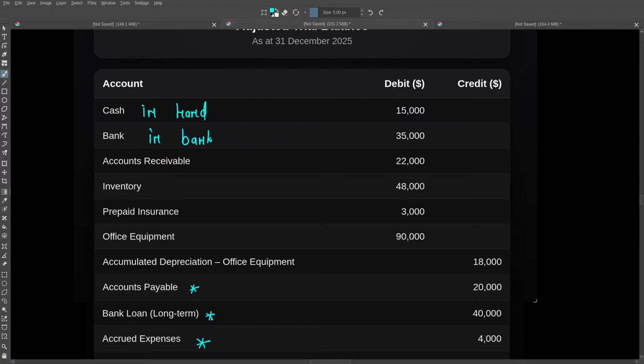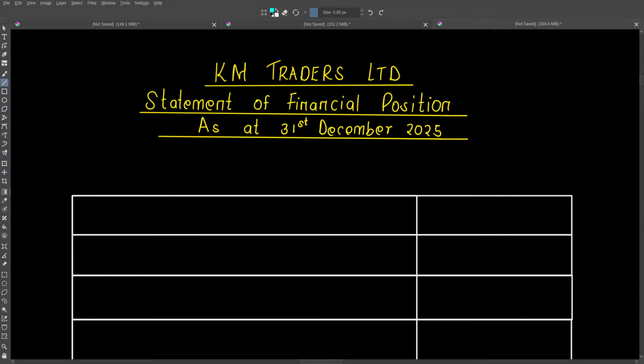Now let us look at how we prepare the statement of financial position. Normally you have to include the name of the company, the statement, and the period, the date at that given point in time. When you do that, you first classify. Remember, the statement of financial position shows the assets, liabilities, and equity.